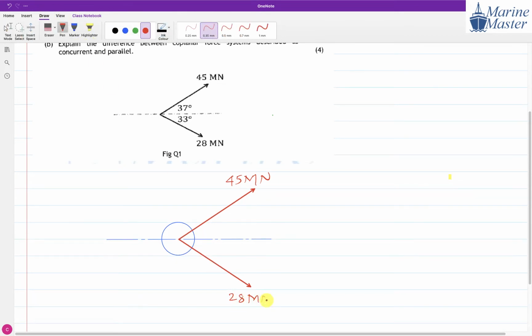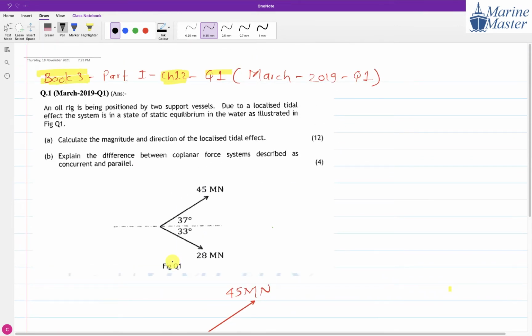28 meganewton. Then this angle, how much have they given us? 37 degrees. And this angle, how much have they given us? 33 degrees. Now we will see what they are asking us in part A.